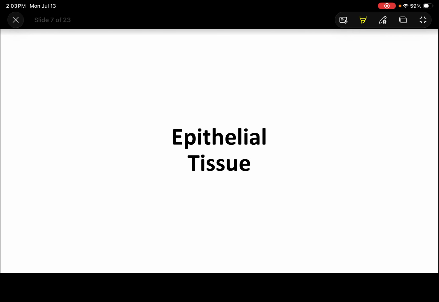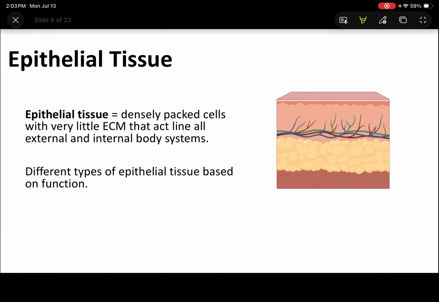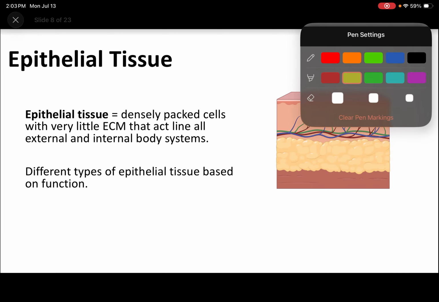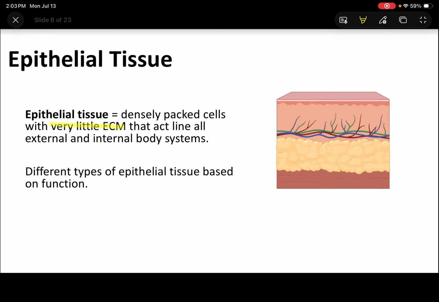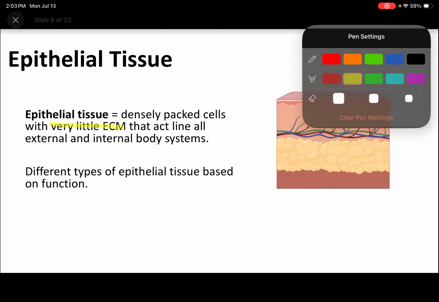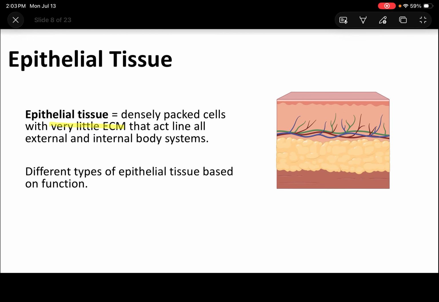So the first type of tissue that we want you guys to understand is epithelial tissue. Epithelial tissue is made up of densely packed cells with very little extracellular matrix. And epithelial tissues act as our liners. So this is going to line all external and internal body systems. The biggest piece of epithelial tissue we have is our skin.